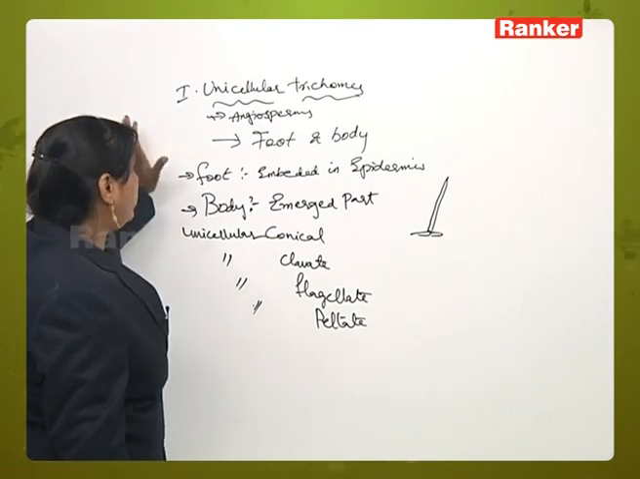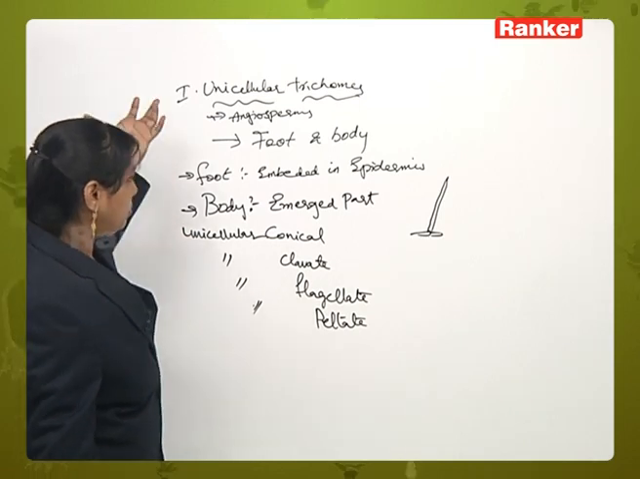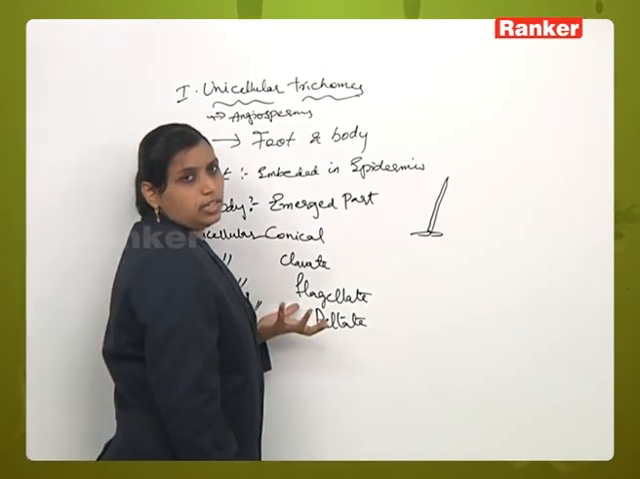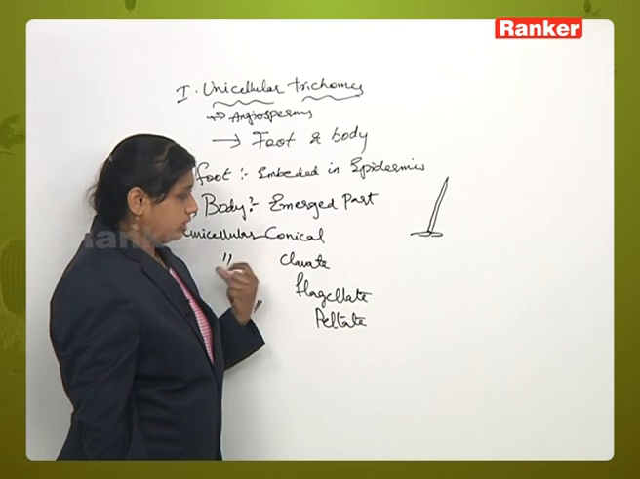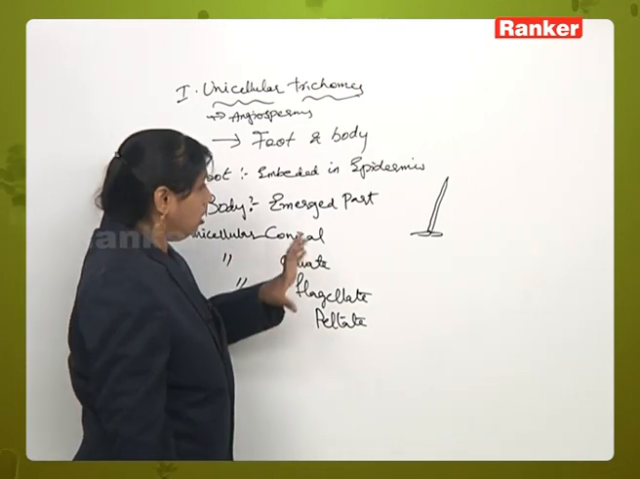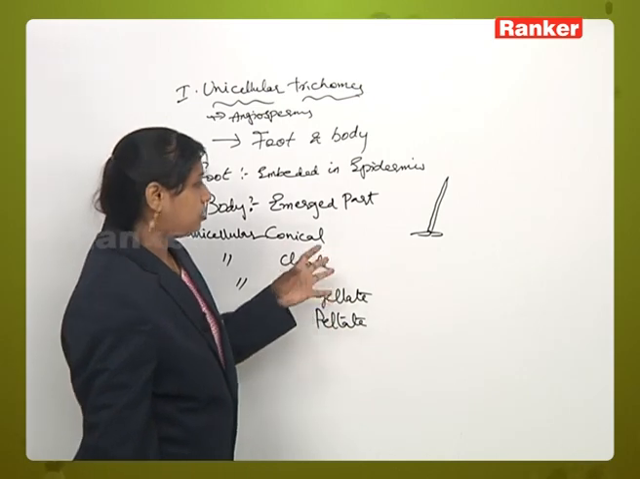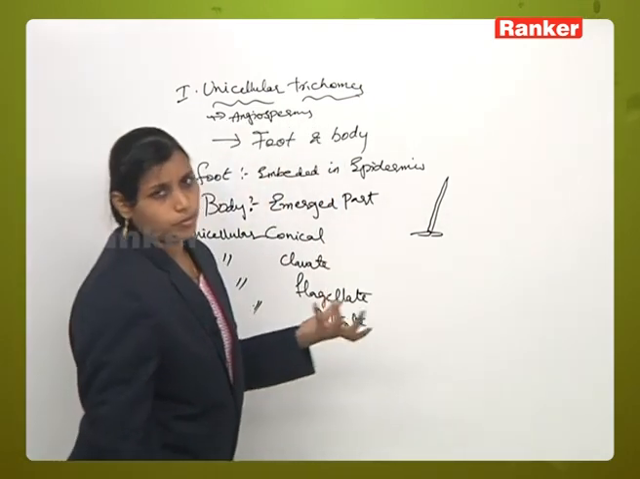Now, we have different types of unicellular trichomes which I will be writing with examples. So, this is what we are going to study further with example, and then we will not go in detail what is what. So, I will be giving the example for each type of trichome which is present, which may be coming under your multiple choice questions.